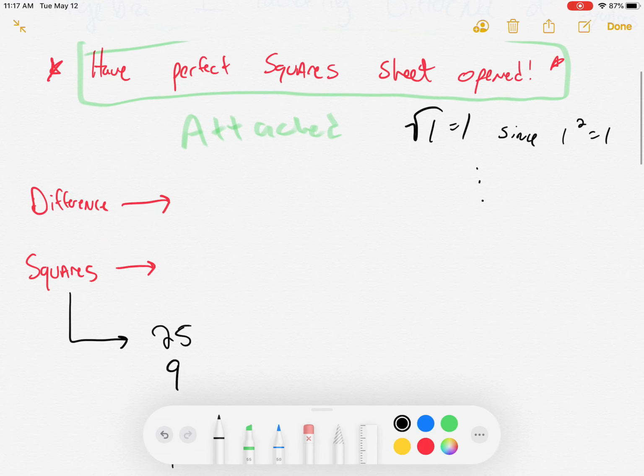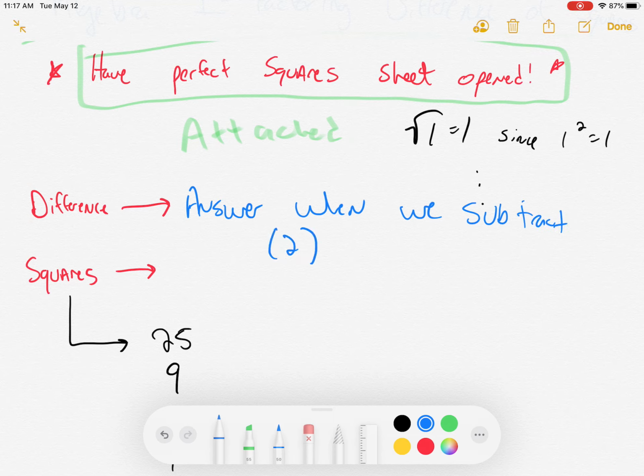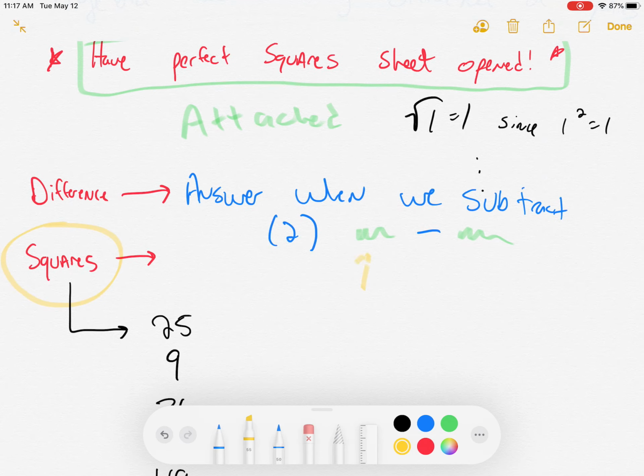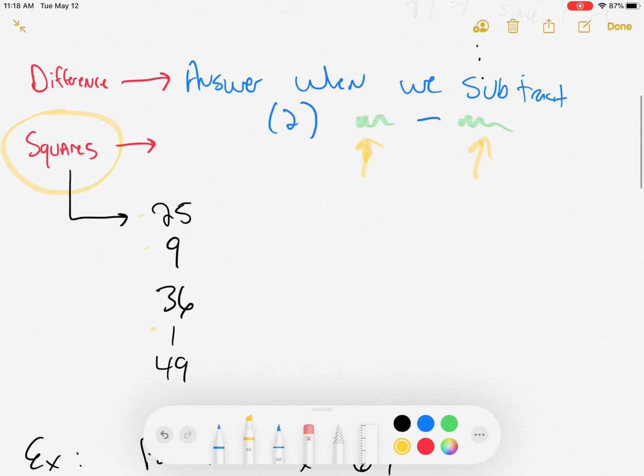So what exactly does difference of squares mean? Well, first of all, in math, difference is the answer when we subtract. And in this case, we're going to be subtracting two things. So it's going to be something minus something else. Now, the squares portion of this says these two somethings that I'm subtracting are going to be perfect squares. Some examples of perfect squares that I listed out are 25, 9, 36, 1, and 49. And you should notice that they are on your perfect square attachment.